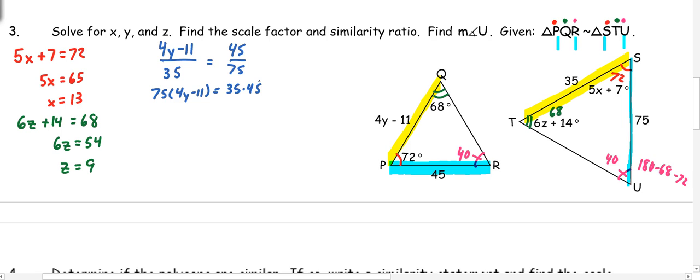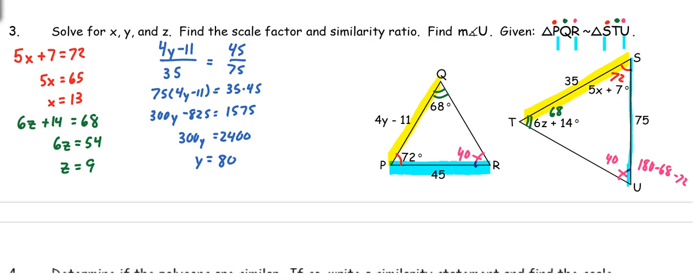So when I multiply, I get 300y minus 825 equals 1,575. I can add 825 to both sides. 300y equals 2,400. When we divide, we get y is 80. Then we need to find our scale factor and similarity ratio.